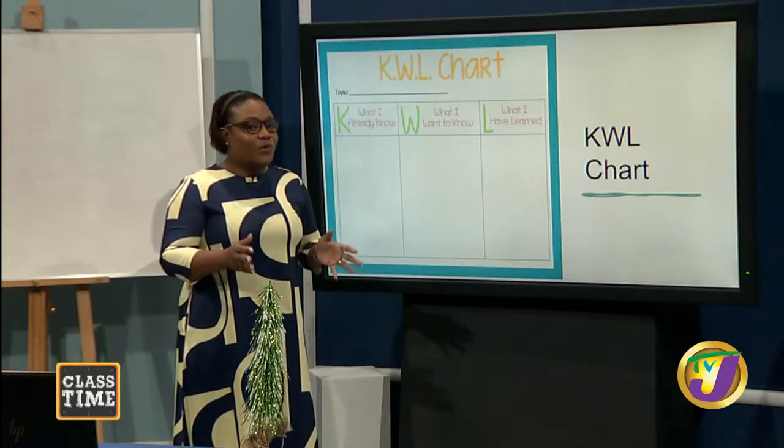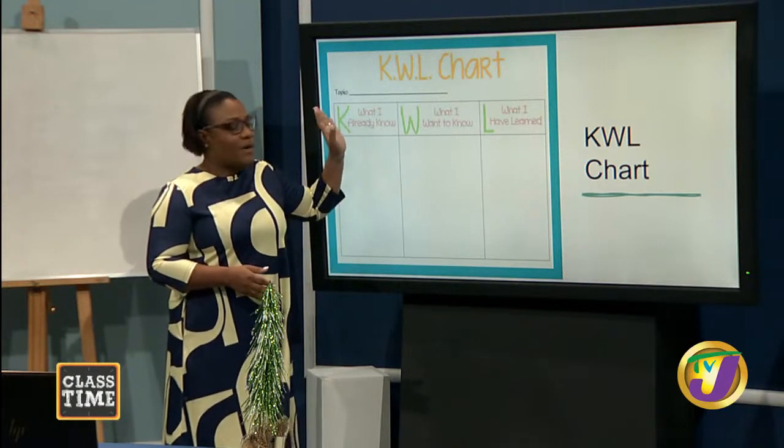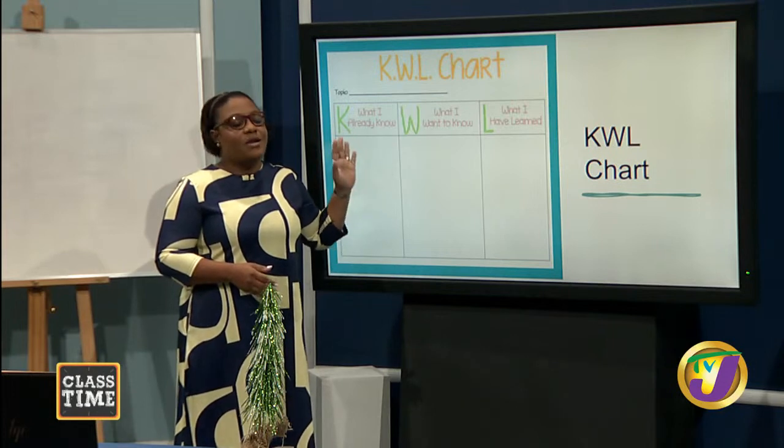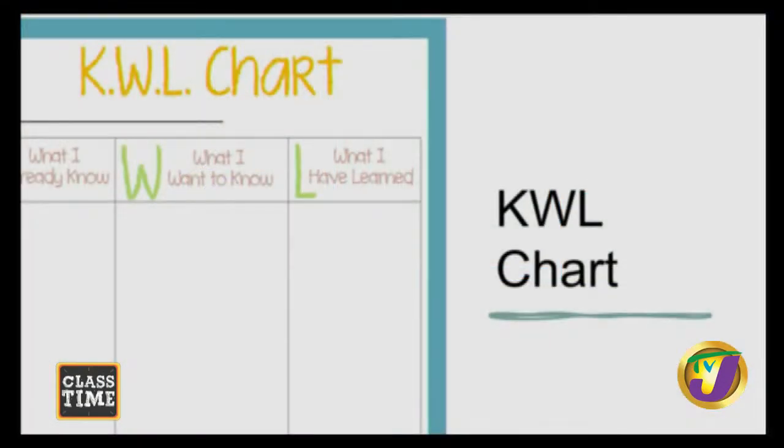Every week when I come, when I talk about my KWL chart, I cannot leave this out. When you're studying, you're going to realize how useful this will be to you. Remember, your KWL is what you know, what you want to know, and what you have learned. You fill out your topic, time planning, what you already know about time planning, what you want to know about time planning, and what you have learned. That is when you assess yourself at the end of the lesson.